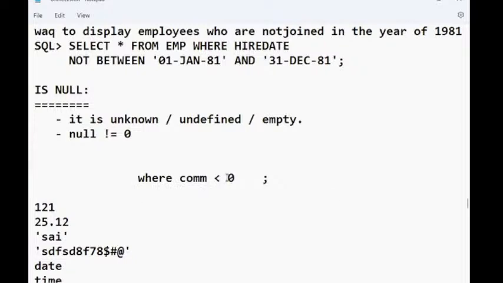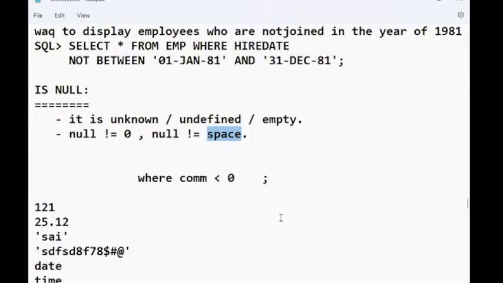Why? Because here 0 is called a value. So you never say null is equal to 0, because null is nothing but empty. Empty is different, 0 is different. 0 has some value, empty means nothing was there. So that's why null is not equal to 0. And null is also not equal to space, because spaces are countable in our database.